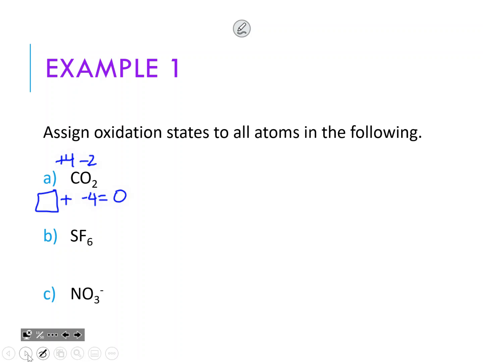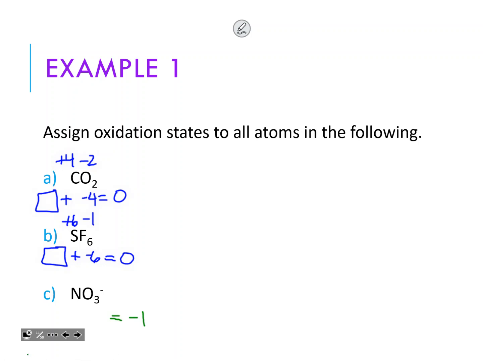All right, so here, sulfur and fluorine. Actually, this is sulfur hexafluoride, but what do we assign the fluorine here? -1. And there's 6 of them, so that's -6, so the sulfur must be what? What's the oxidation state it must carry to make this work? This is +6. Good.